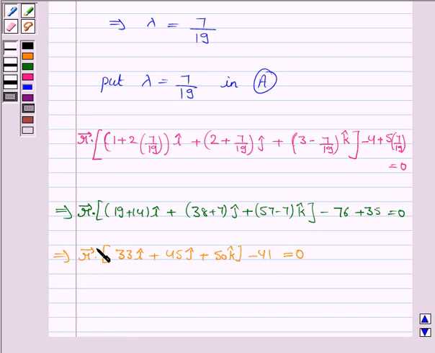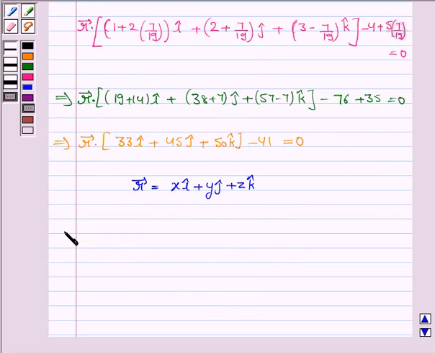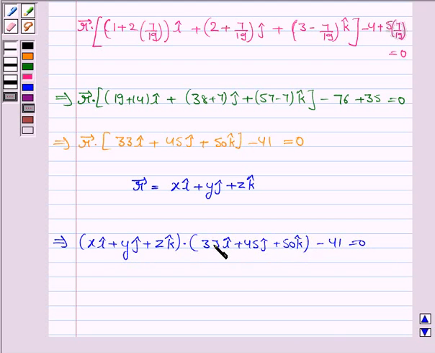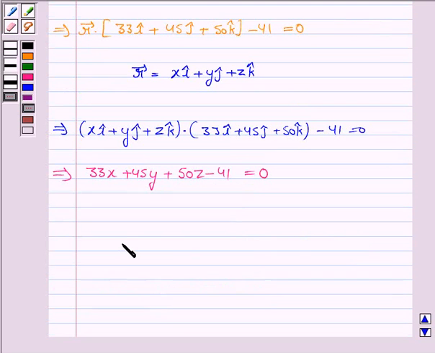Now, r is the position vector of any arbitrary point on the plane. So, let vector r be x i cap plus y j cap plus z k cap. So, we have (x i cap plus y j cap plus z k cap) dot (33 i cap plus 45 j cap plus 50 k cap) minus 41 is equal to 0. Now taking the dot product of these two vectors, we have 33x plus 45y plus 50z minus 41 is equal to 0. Hence, the required equation of the plane is 33x plus 45y plus 50z minus 41 is equal to 0.